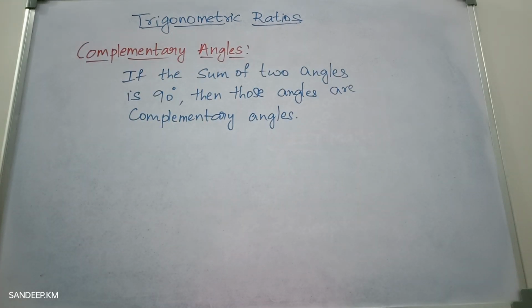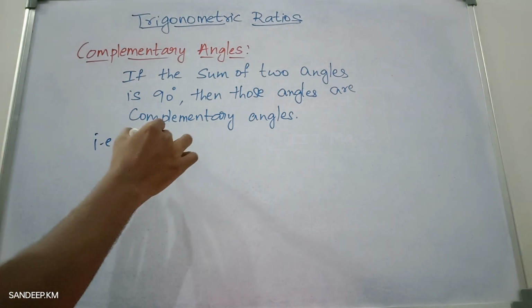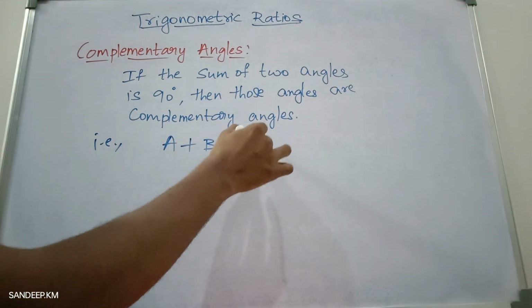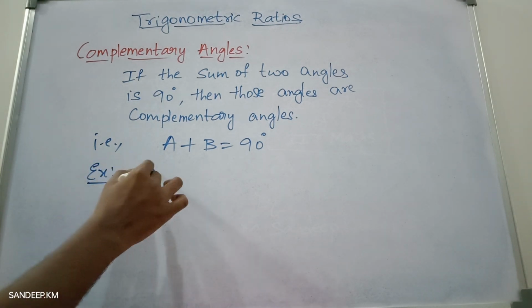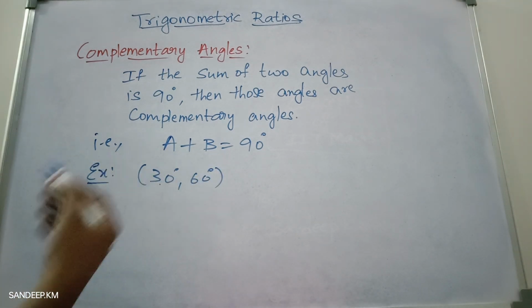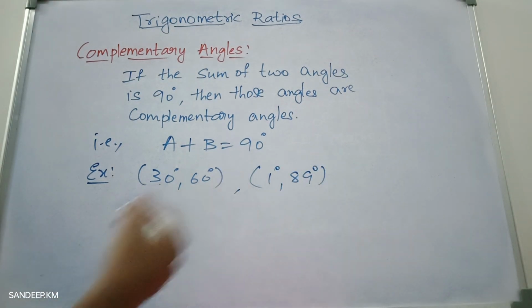What are complementary angles? If the sum of two angles is 90 degrees, then those angles are complementary angles. That means if angles A and B are complementary, then A plus B must be equal to 90 degrees. Example: 30 degrees and 60 degrees are complementary angles because 30 degrees plus 60 degrees is 90 degrees. Another example, 1 degree and 89 degrees are complementary angles.